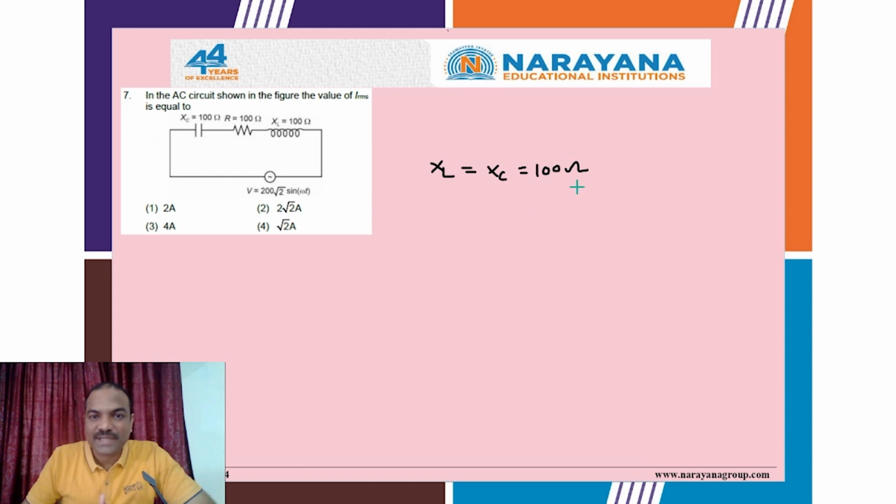As XL is equal to XC, there is no effective inductance or capacitance in the circuit. It's a purely resistive circuit, and I think most of you remember this is a resonance condition. Then they are simply asking for IRMS. IRMS is equal to VRMS by R. What is the VRMS value? The peak value is 200 root 2, so the RMS value will become 200, divided by the resistance value, simply 100. So it goes to 2 amperes.